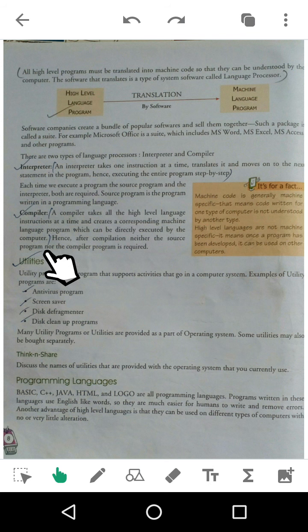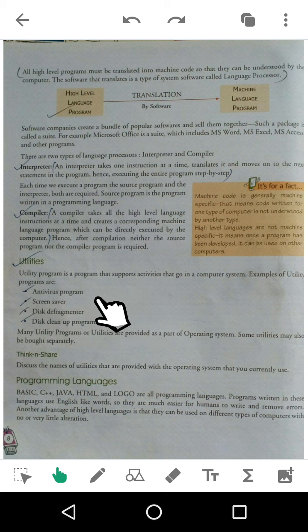Now see, utility software. What are utility software? Utility software or program is a program that supports activities that go on in the computer system. Examples of utility programs are antivirus software, screensaver, which is an inbuilt feature in Windows, disk fragmenter and disk cleaner program. Many utility programs are provided as a part of the operating system. Some utilities may also be bought separately.